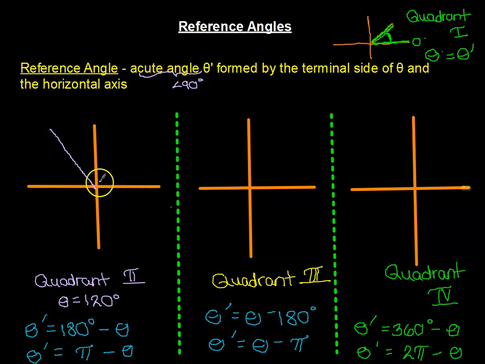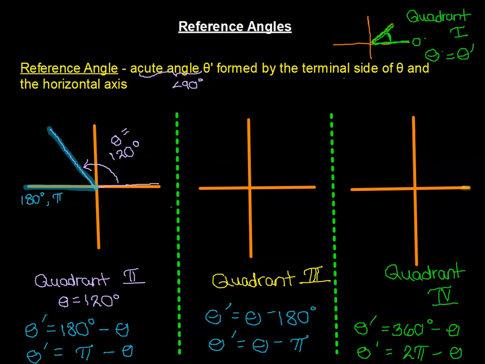The initial side is always at 0, because that's where the angle starts. And from here to here would be about 120 degrees. So that would be theta. To find the reference angle, I'm taking the terminal side of theta, which is right here. This is the terminal side where it ends, and its closest horizontal axis is right here. And as we know from our unit circle, that angle is going to be 180 degrees, or pi, depending on if you're working with degrees or radians.